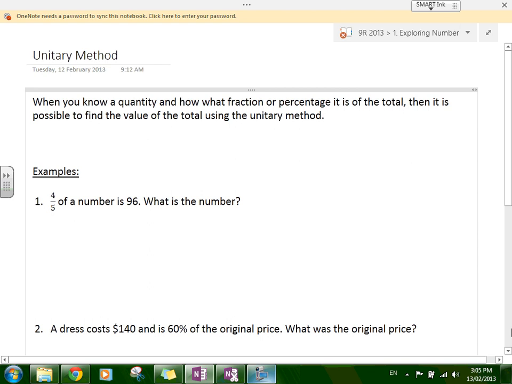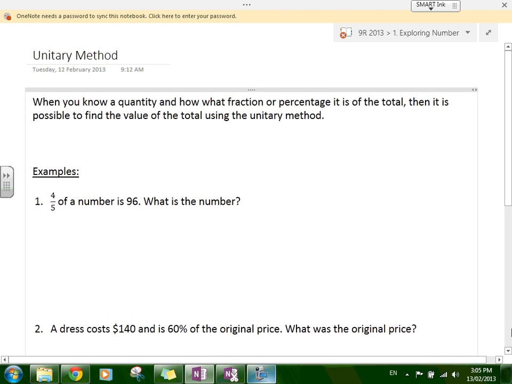So the idea is, if you're given an amount, a quantity, a weight or an amount of money, and you also know what percent of the total this quantity is, then we can use the unitary method: find out what 1% is, and then find out what 100% is. It's a very good method to have, fairly obvious, and logical: find 1%, then find 100%.